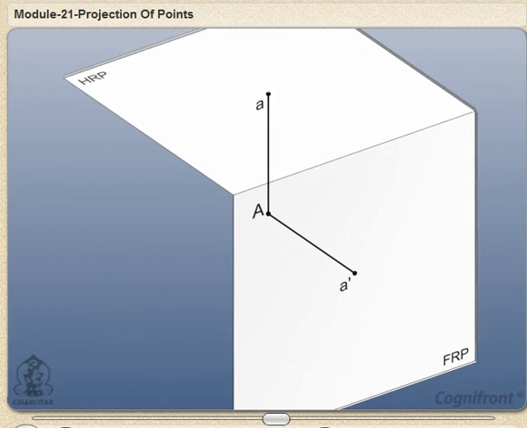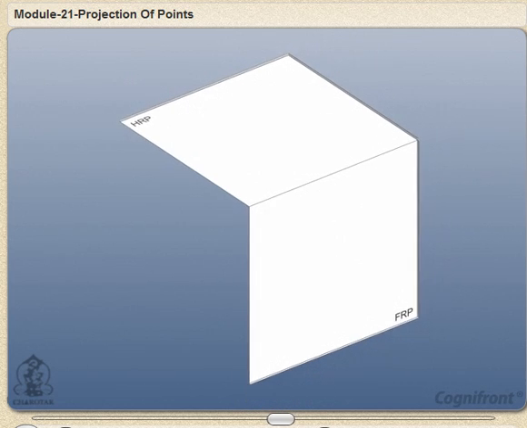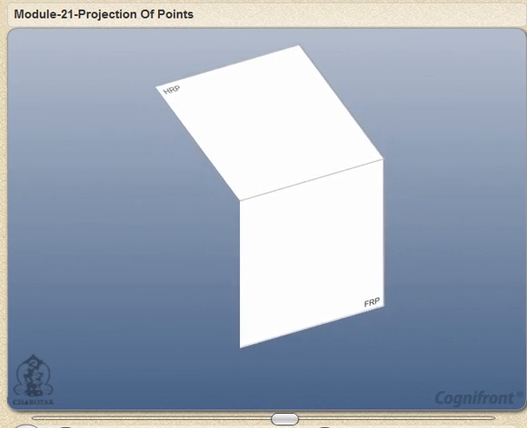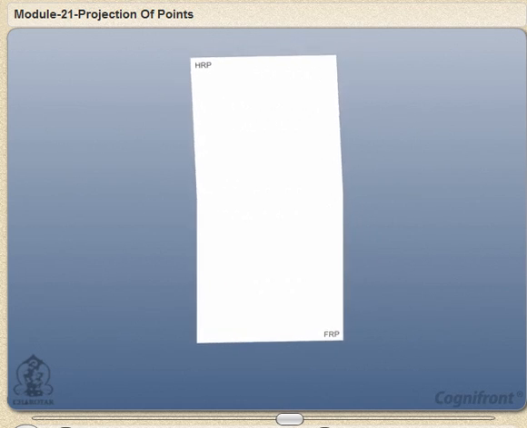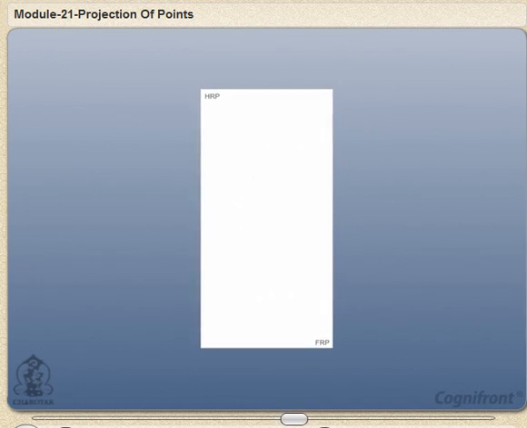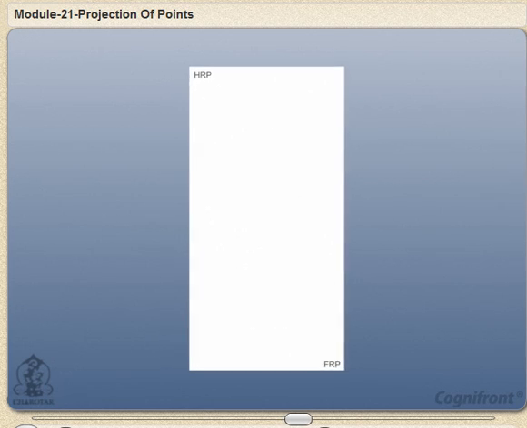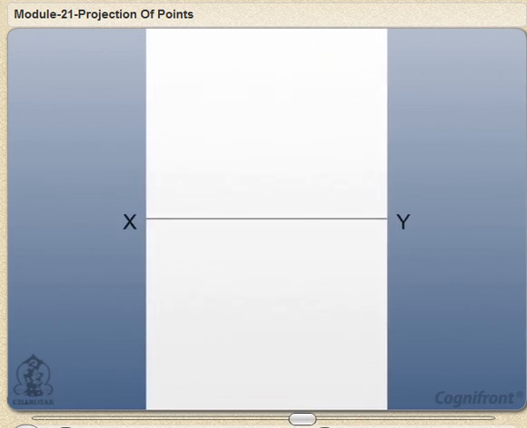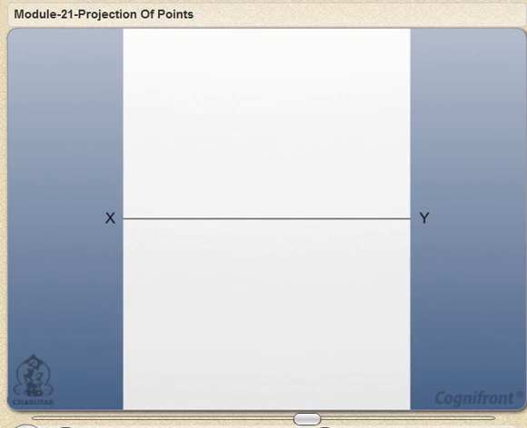So friends, now we have seen the visualization of the point. Let's see its construction. We'll repeat the step of drawing a horizontal reference line XY. Then mark a point C anywhere on the line XY. From point C, mark a point A dash at a distance of h units below line XY and point A at a distance of d units above line XY.